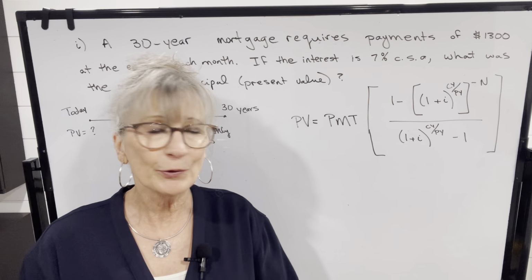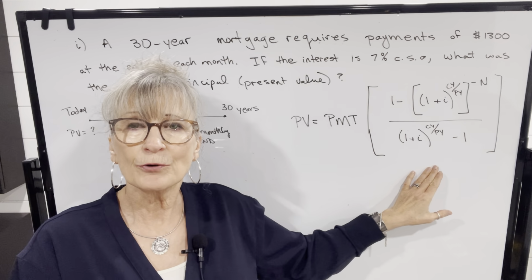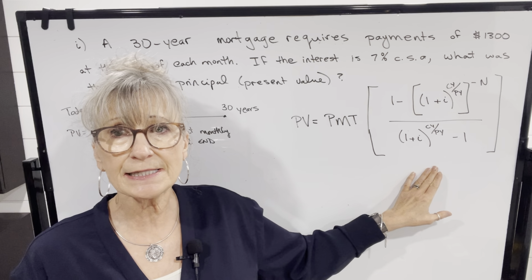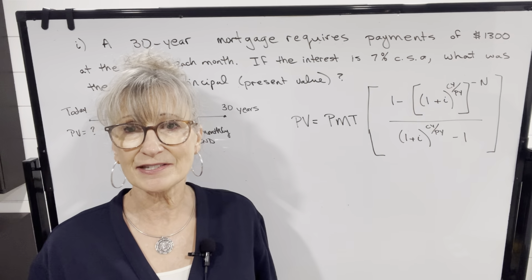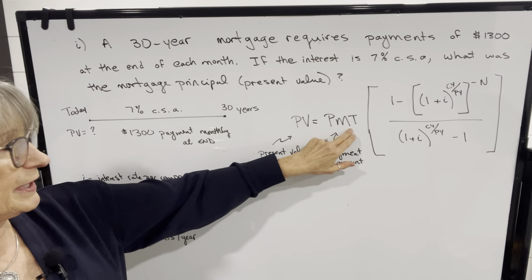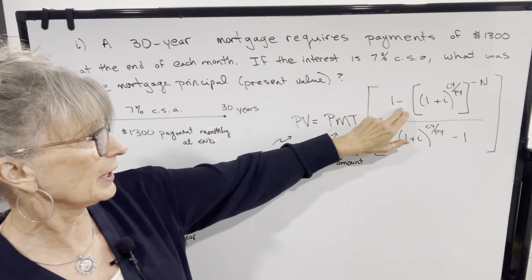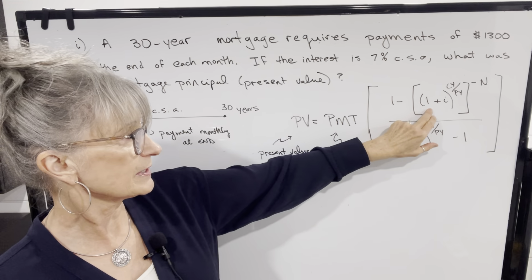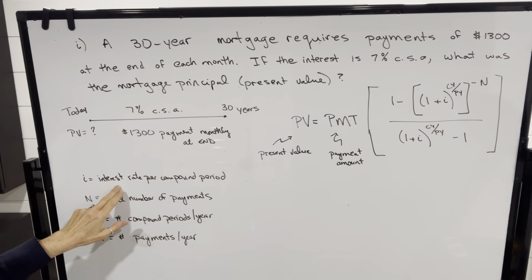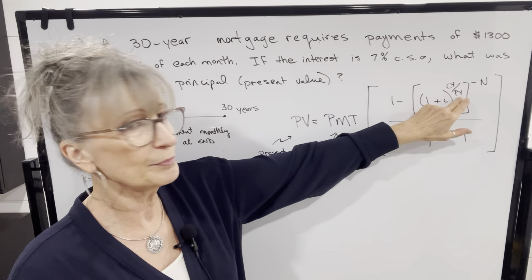The formula that we're going to use is this. It looks pretty intimidating, but it's similar to the formula we used for finding future value with ordinary general annuities. These letters represent exactly the same things. So PV, which is the present value, will equal PMT, which is the payment amount, times, in the numerator we have 1 minus, square bracket and then small bracket, 1 plus i, where i represents the interest rate per compound period, to the exponent of CY over PY.